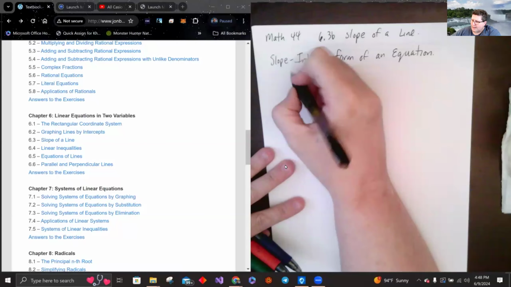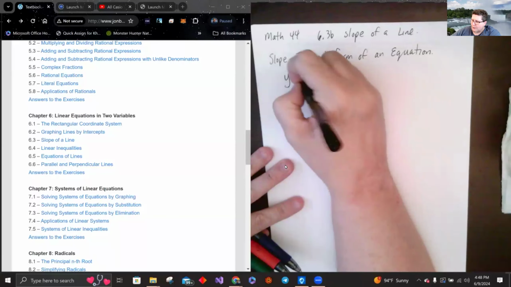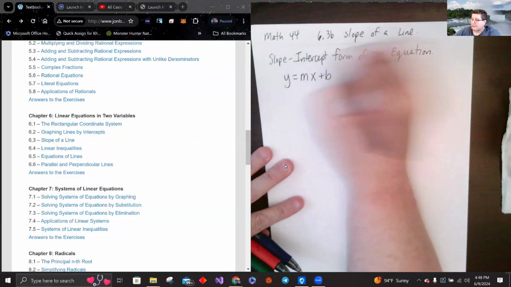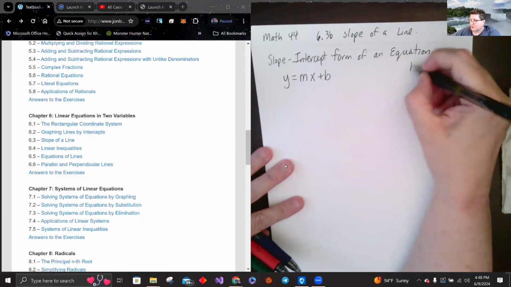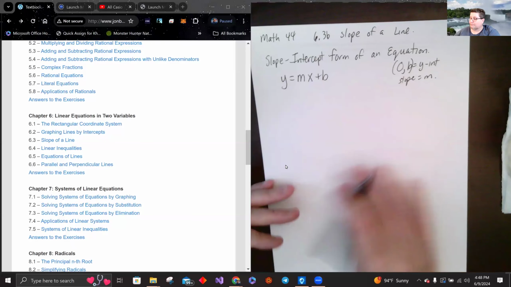The slope-intercept form of an equation is y equals mx plus b, where b is the y-intercept. Well, 0 comma b is the y-intercept, and the slope is m. And I think the easiest way to do this for you is to show you an example.